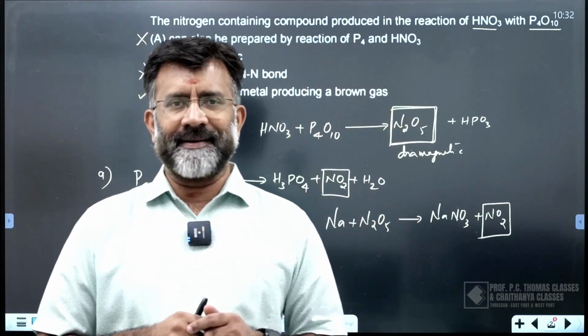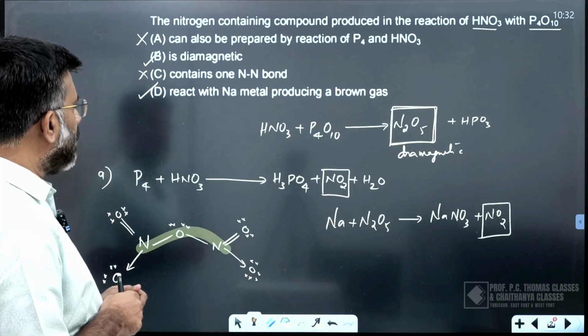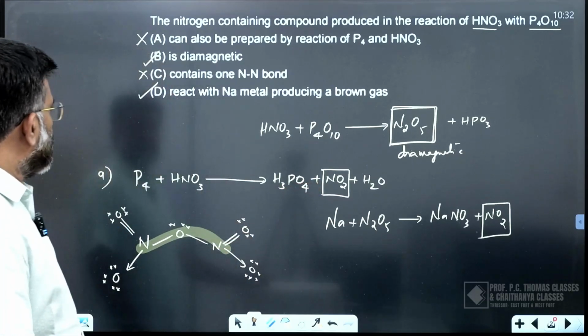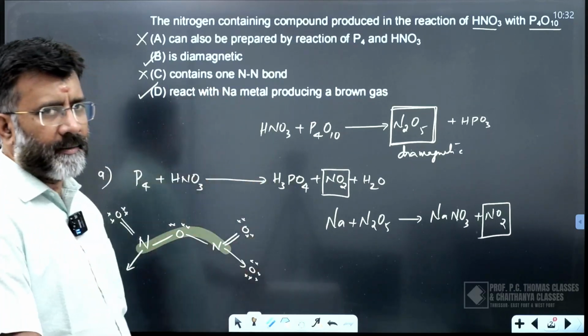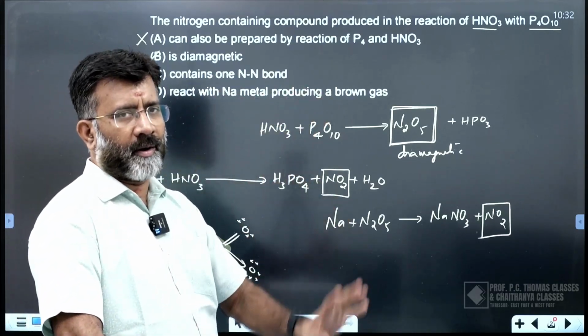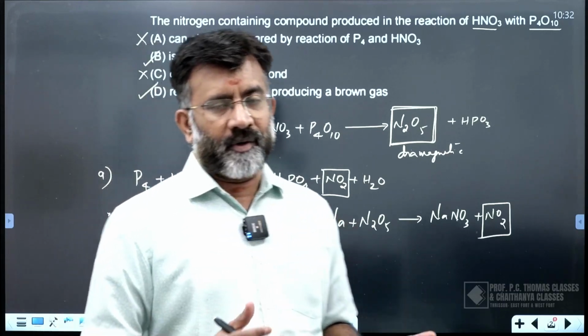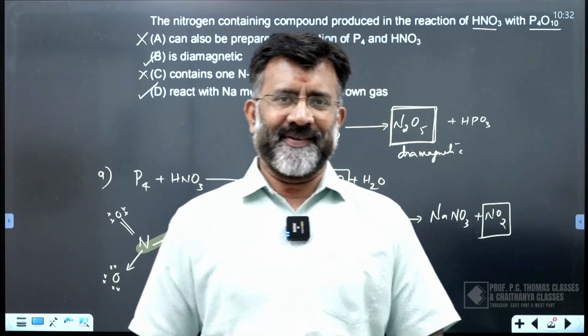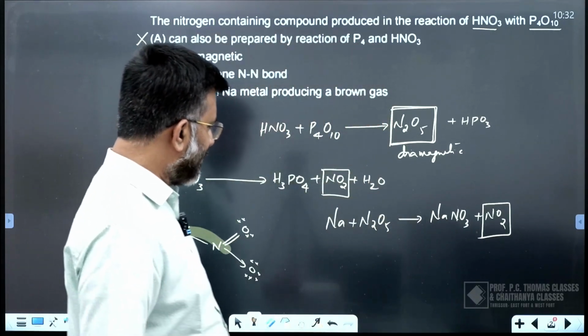B and D is the correct answer. A is wrong, as you don't get N2O5, you get NO2. C is wrong, there is no NN bond, there is an N-O-N bond. Meanwhile, almost all other oxides of nitrogen contain NN bond. Okay, fine. Next question.